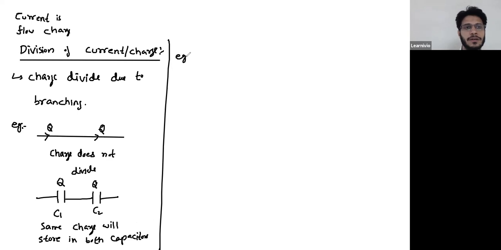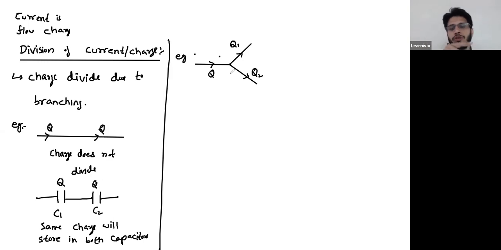But if your wire have branching, like this is your wire, it has these type of branches, then your charge will divide. Say a charge Q is flowing through this wire, then over this junction, the charge will divide into two parts. The charge Q will enter the junction, it will divide into two parts, Q1 as well as Q2. So this is the branching, this is known as branching. If I connect capacitors in this way, and one more thing, this charge Q divides into two parts, you can write your Q as the sum of Q1 and Q2.